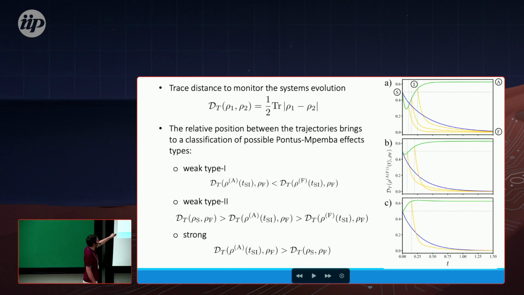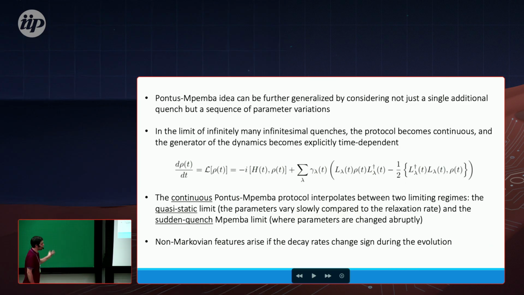Now, as a function of where we choose the intermediate point, we can trigger weak effects of type A and type B, and the strong Pontus-Mpemba effect. This last case is the most difficult to trigger, but it is also the one that Aristotle truly described in his experiment. It is not the most convenient for quantum state separation because it usually requires more time with respect to this case here.